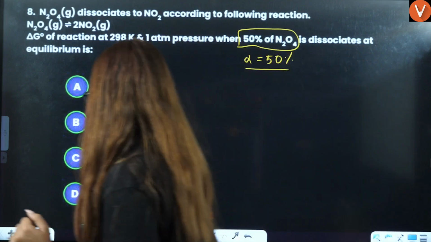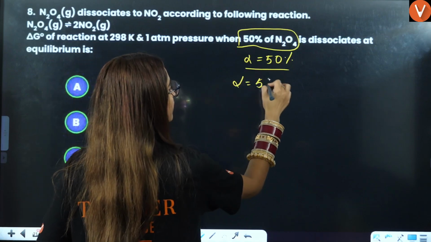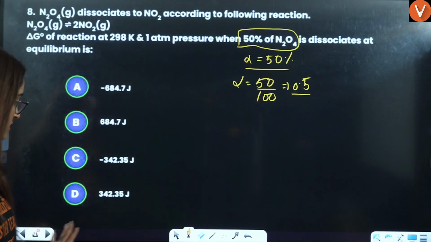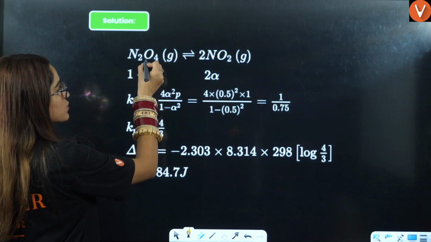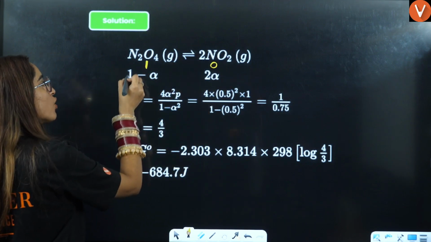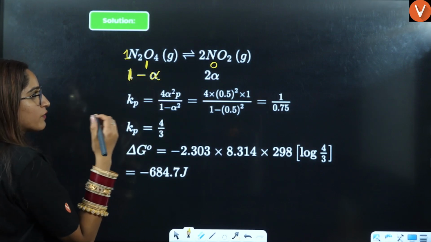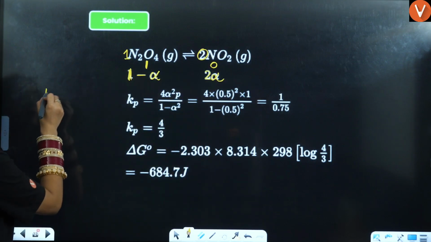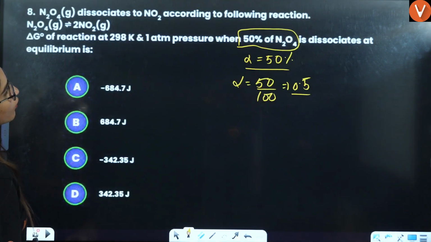Alpha is given to be 50%. That means 0.5 alpha is given to you. If alpha is 50%, that means 50 by 100, that is 0.5, right? So alpha is given to be 0.5. That is given to us. Now what you have to do, just do this as equilibrium says. So 1, you will take this as 1. Initially this is 0, right? So from this you have to subtract stoichiometry multiplied by the degree of dissociation. Now Kc, or you can say Kp we are talking about. Let's say we are talking about Kp here. Because according to this reaction dissociates, you can calculate the value of Kp here.